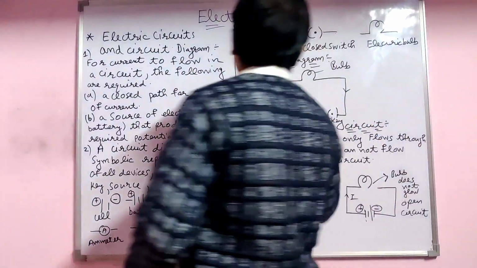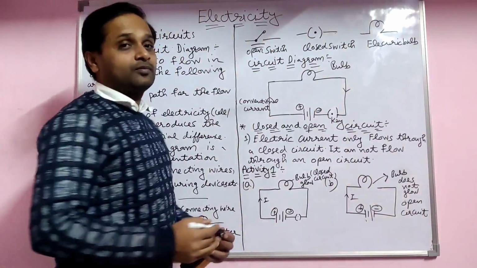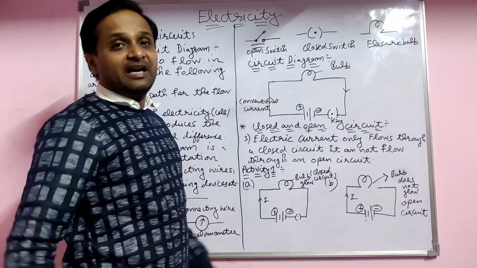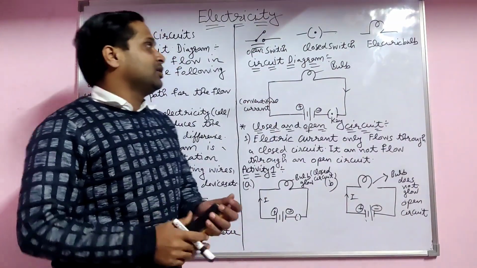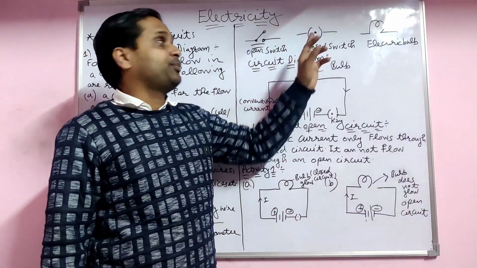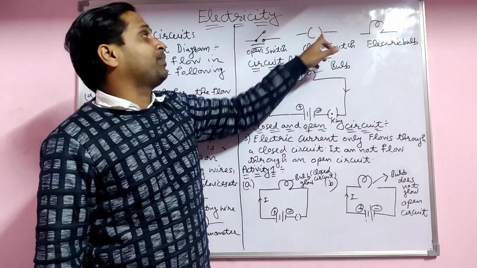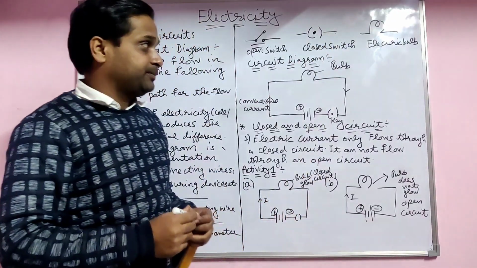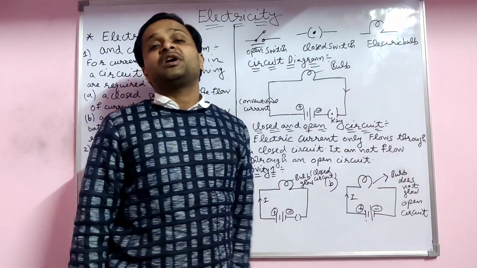Yes, and this is the symbol of the open key. Open key is there; here there is no connection between the wires. That is the open key, meaning the switch is in the off position. In this one the switch is in the closed position. When you put a dot, it is a closed switch; without the dot, it is an open circuit. This is the symbol of an electric bulb.